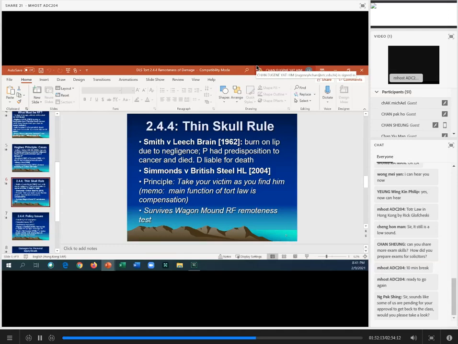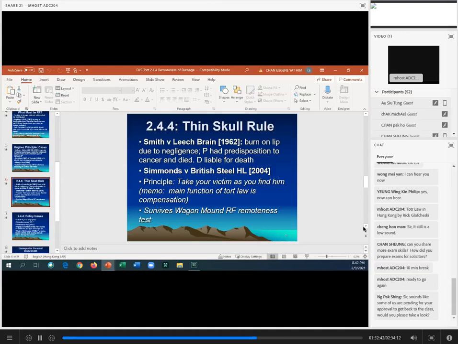So let's have a look at the facts of Smith and Leech Brain. An employee received a burn on his lip when he was splashed with molten metal. Ouch. I mean, lips are very thin, skin's very thin. So the injury was a result of negligence by the defendant employer. Okay. However, the employee contracted cancer from the burn and thereafter died. I mean, you don't expect people to die from a burnt lip, but this is what happened.